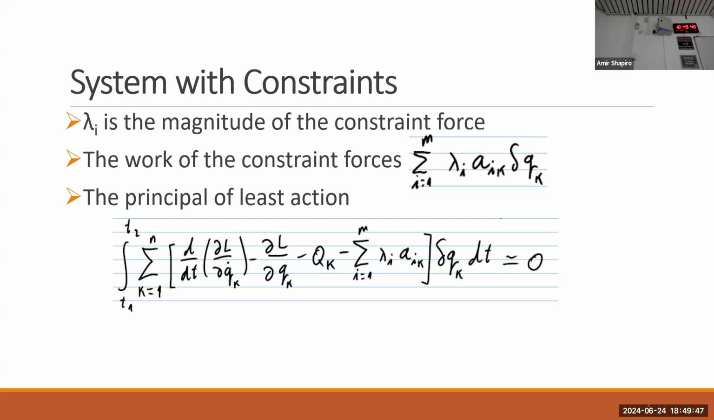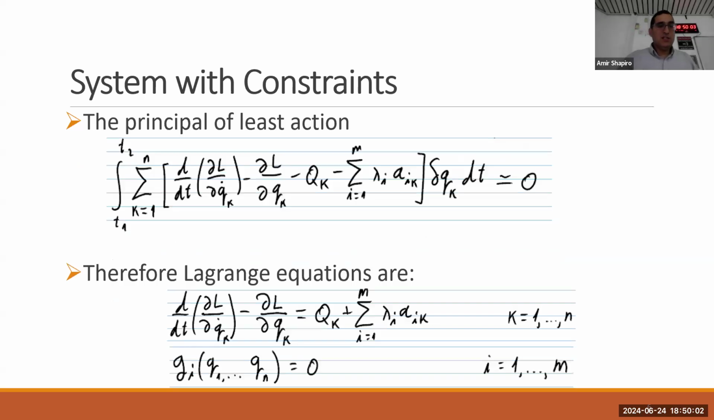And therefore, this must be met for every delta Q. And therefore, everything here must be zero. And we get the Lagrange equations. Yes, this is the principle of least action. This must be zero and must be met for every delta Q. And therefore, we get a Lagrange equation for systems with constraints.